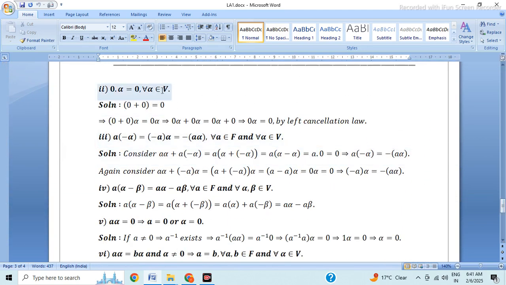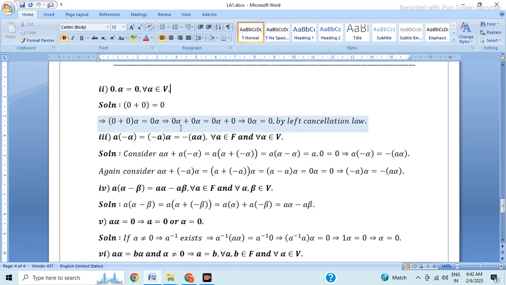Next one, what is it? 0 into alpha equal to 0. Same steps, only one change. Instead of multiplying with A, we should multiply with alpha. Then how can we write? 0 plus 0 is 0.